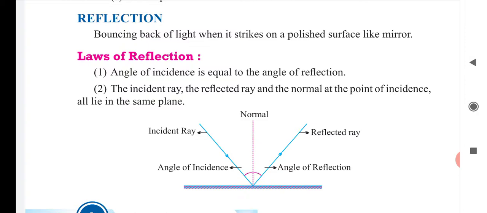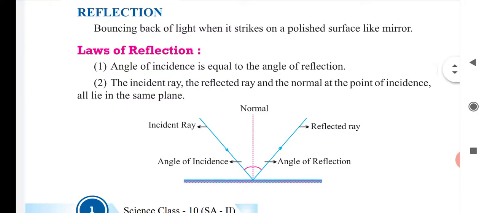Let me repeat it once again. Reflection is the bouncing back of a ray of light when light strikes a medium it cannot penetrate or pass through. There are two laws of reflection. One is that the angle of incidence is always equal to the angle of reflection, and the second is that the incident ray, reflected ray, and the normal drawn at the point of incidence all lie in the same plane. These are the two laws of reflection.